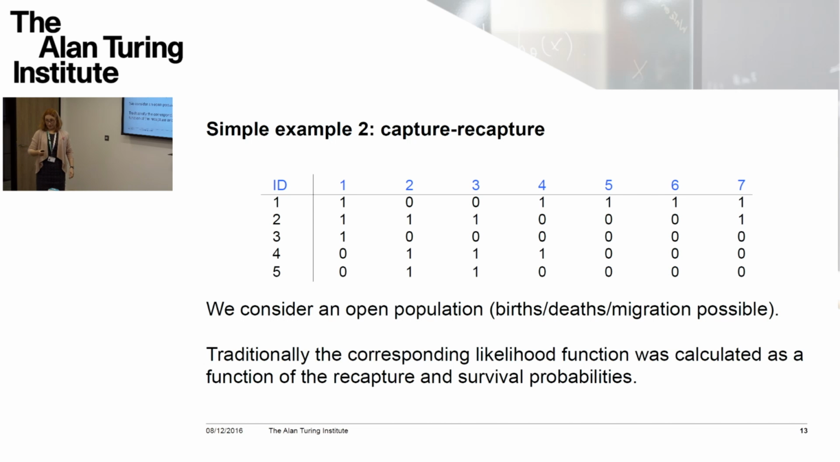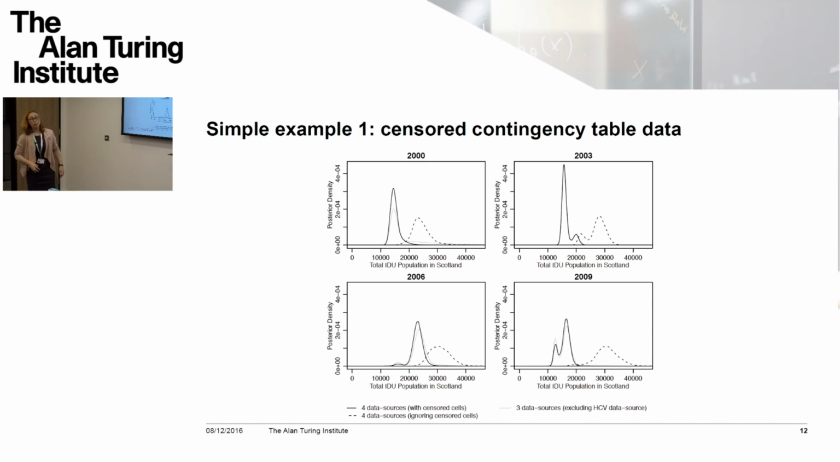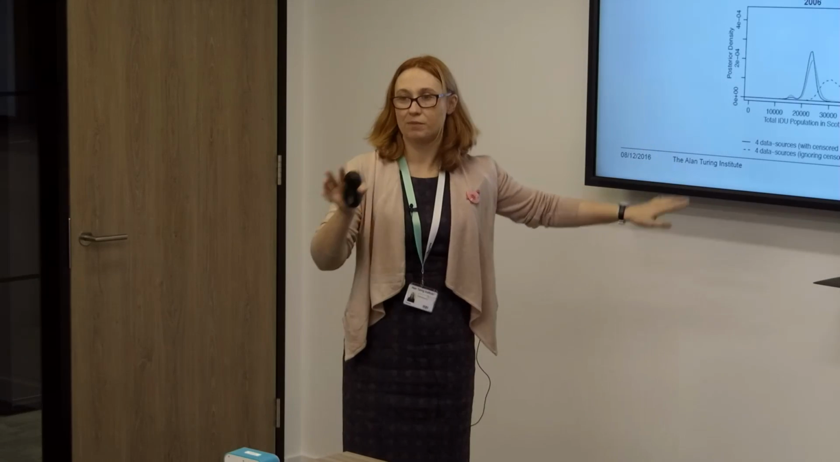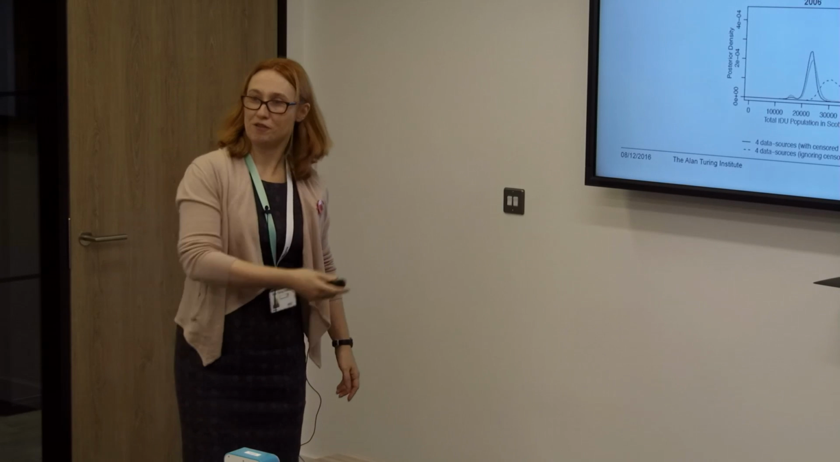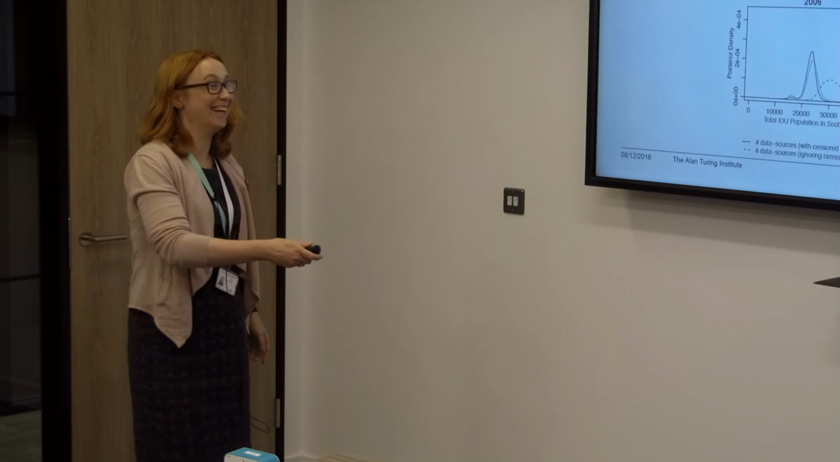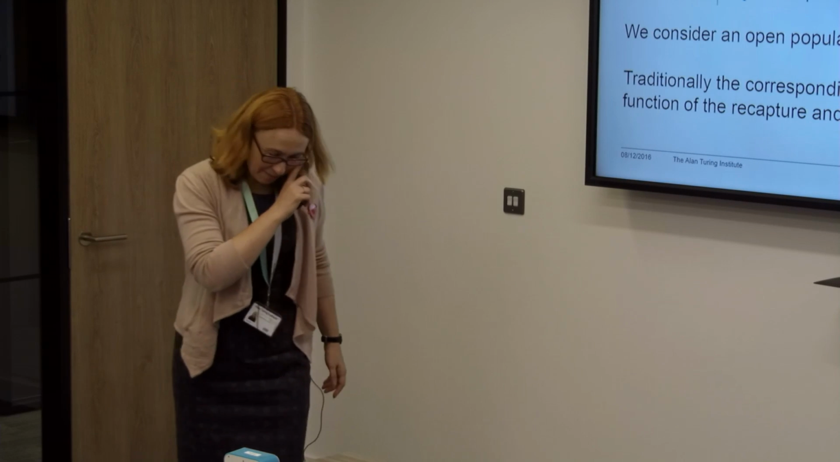How do you know what the correct answer is? What we actually did as well was, we had 4 sources and one of them was a problem. We removed one of the sources, and that's the grey line. And we get very similar estimates. We've done a bigger simulation study as well on this. I can give you the reference if you're interested later. So that was simple example 1.